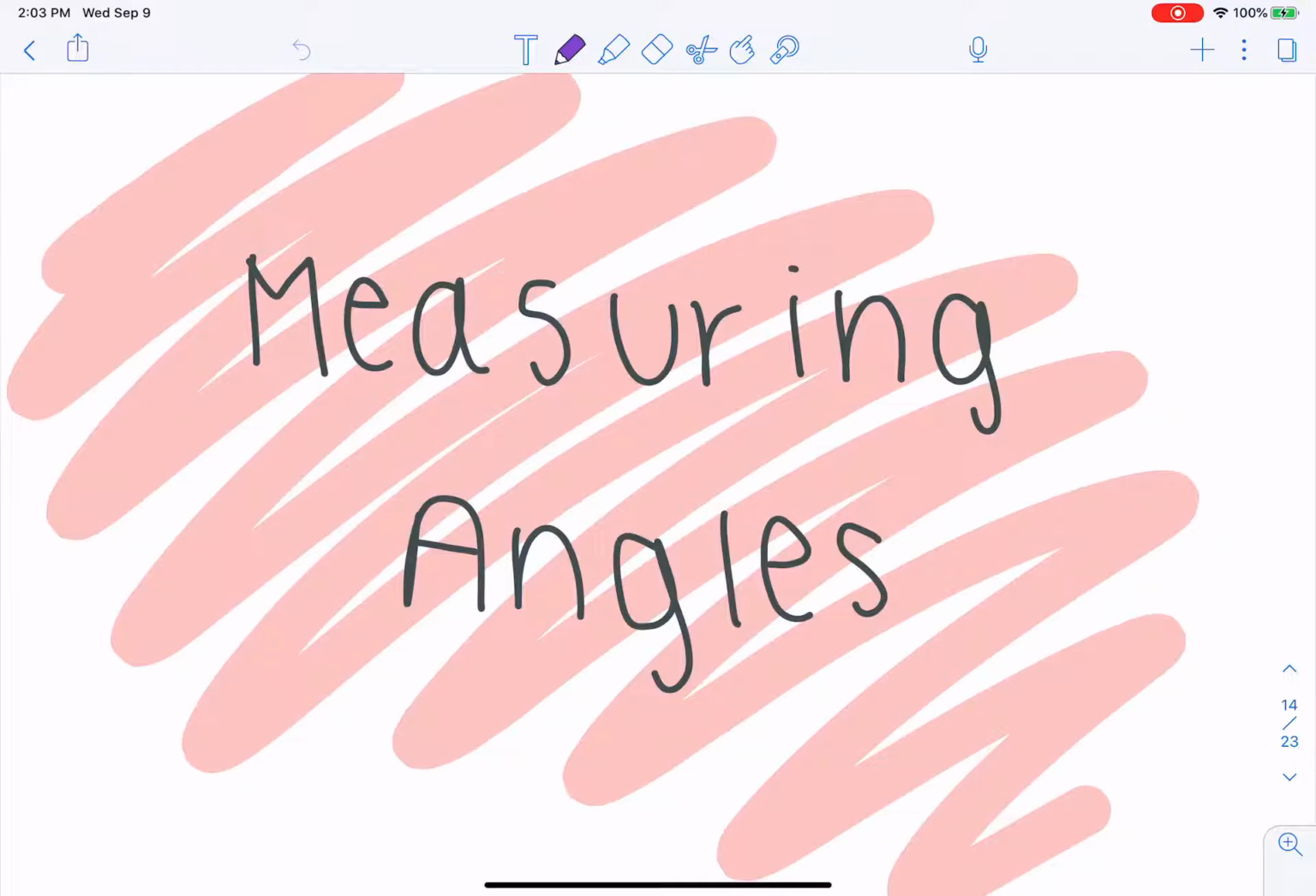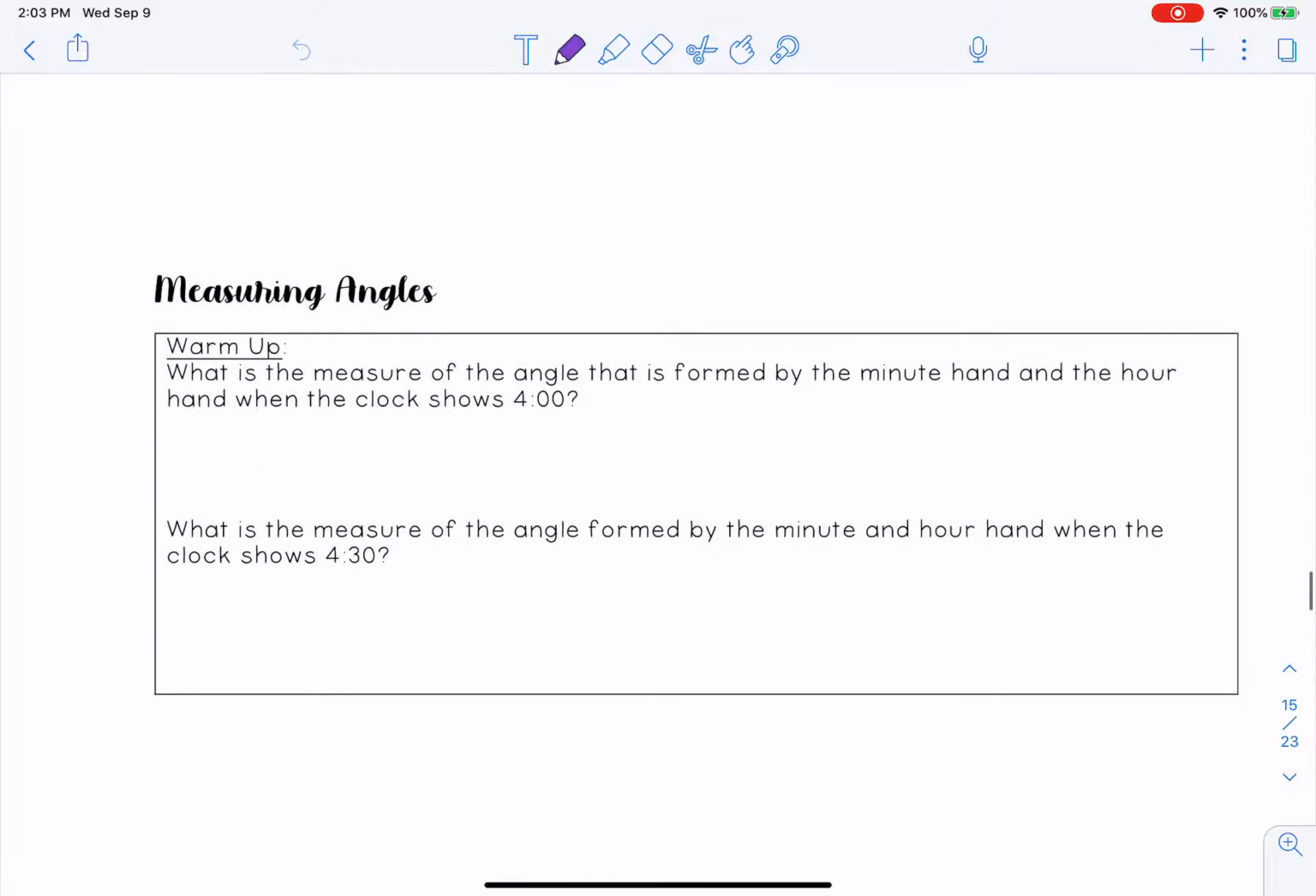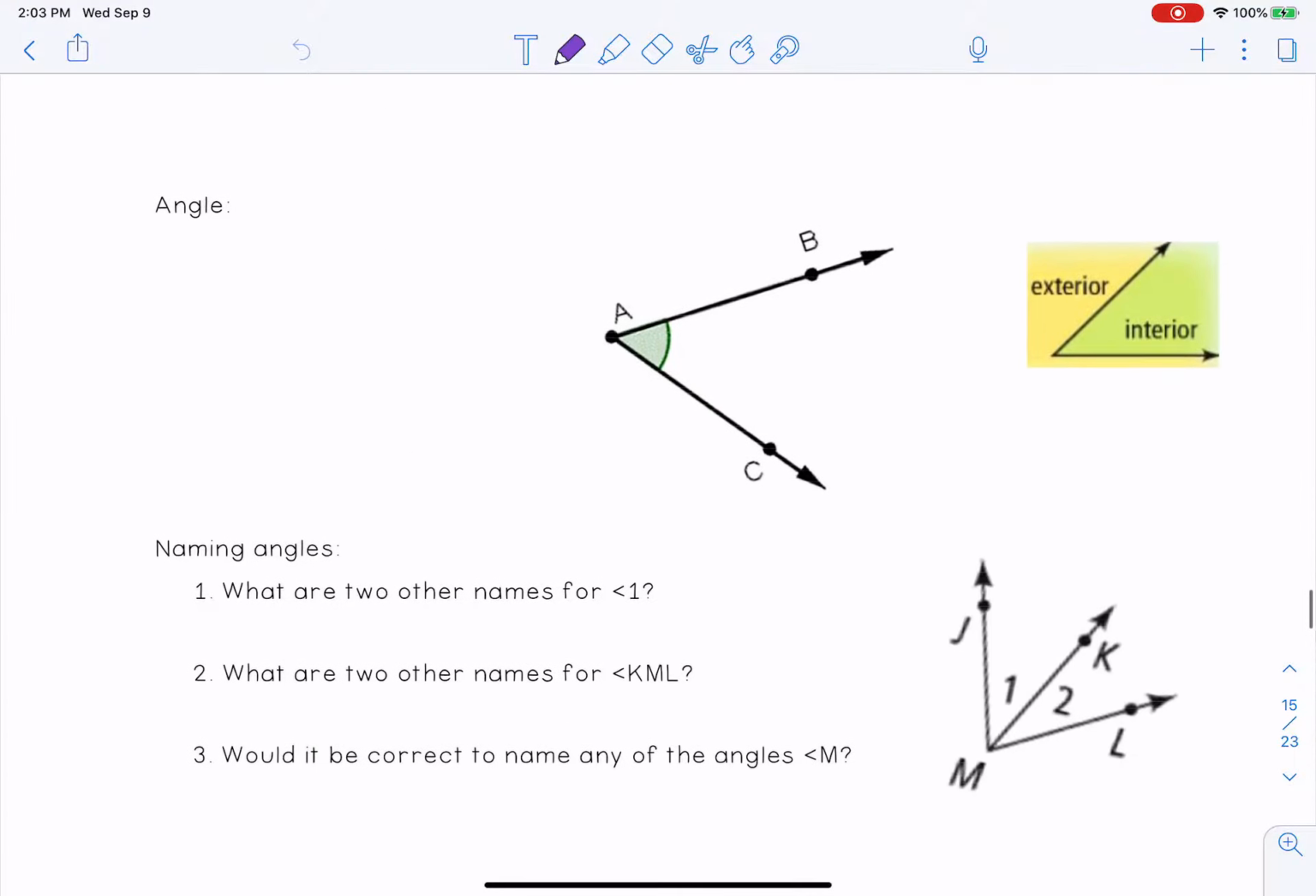In this video, we're going to be learning about how to measure angles. So make sure you start by doing this warm-up. And then the first definition we have is an angle.